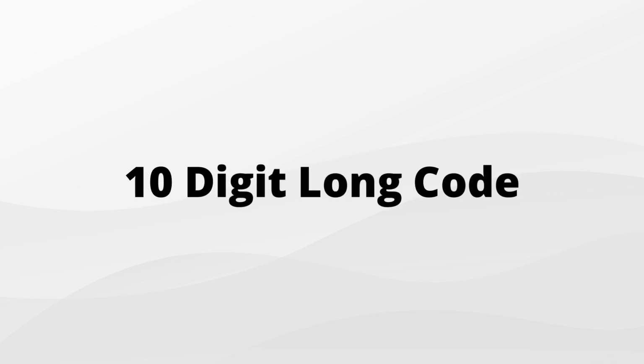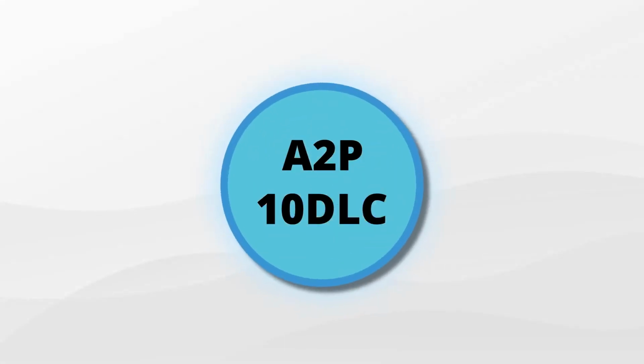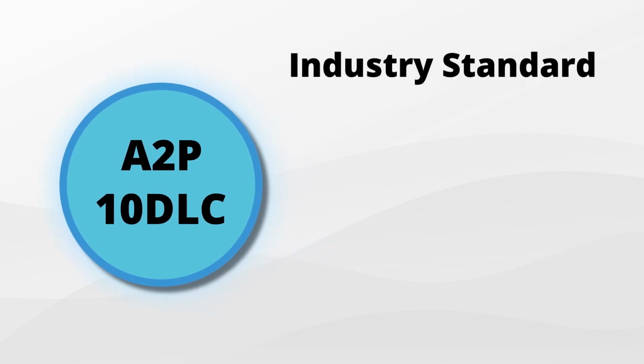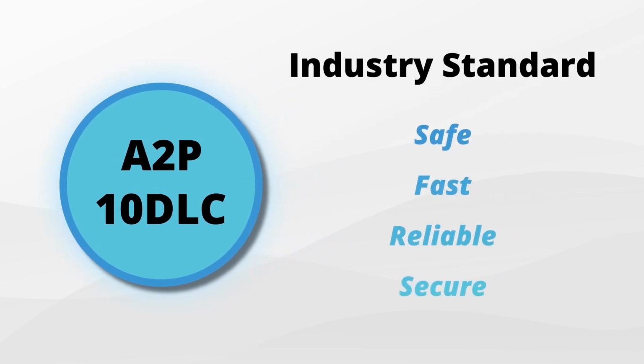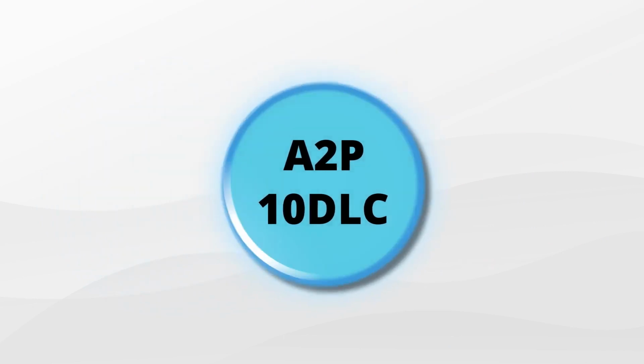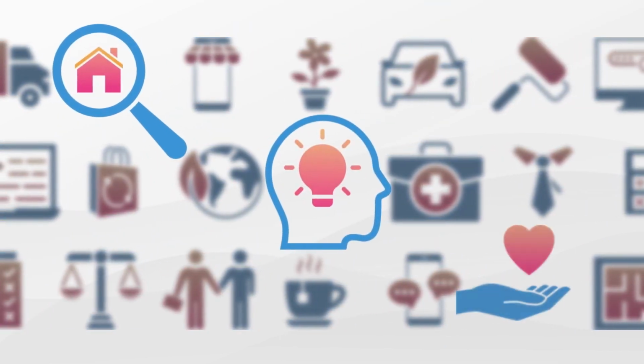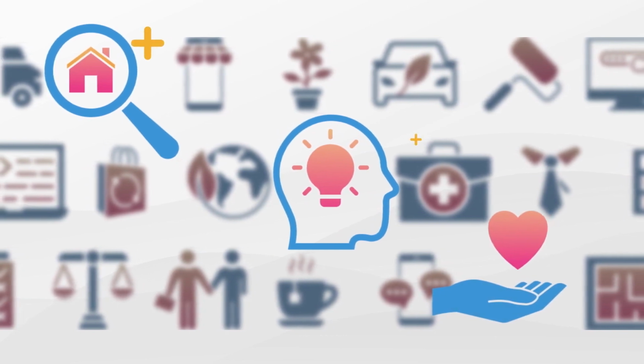10DLC stands for 10-digit long code, otherwise known as your standard 10-digit local number with a local area code. There is no A2P without 10DLC, and A2P 10DLC is the industry standard for safe, fast, reliable, and secure SMS messaging. Add in SMS marketing's 98% open rate, and you've fired up a powerfully effective engagement machine. Multiply that with all the cool features and automations your new software can do, and you just became a business that is a marketing machine.